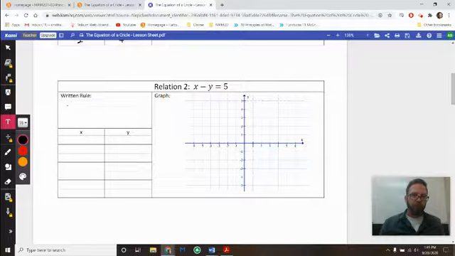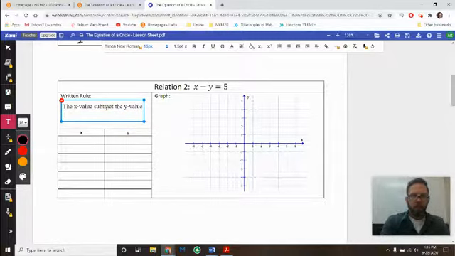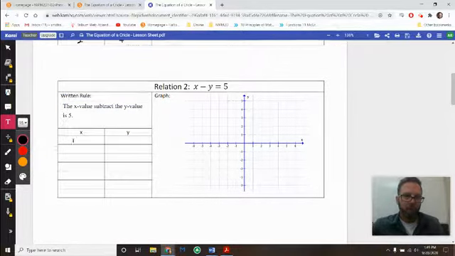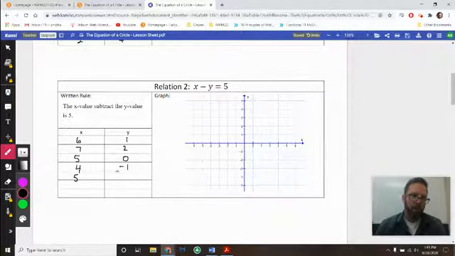So if you said something for the written rule, like the x value subtract the y value is 5, that's great. So let's think of some numbers. So like 6, 1, 7, 2, 5 minus 0, 4 subtract -1, and there's a lot of options. 5, already got that one.